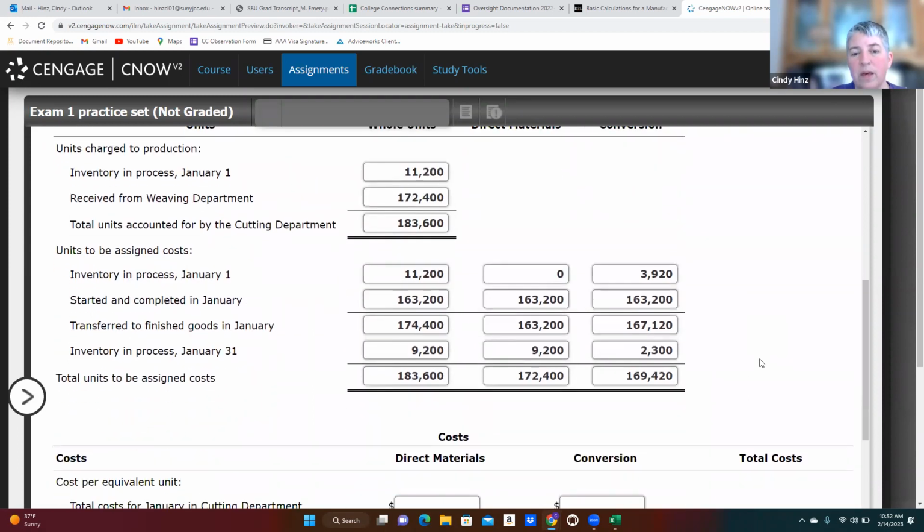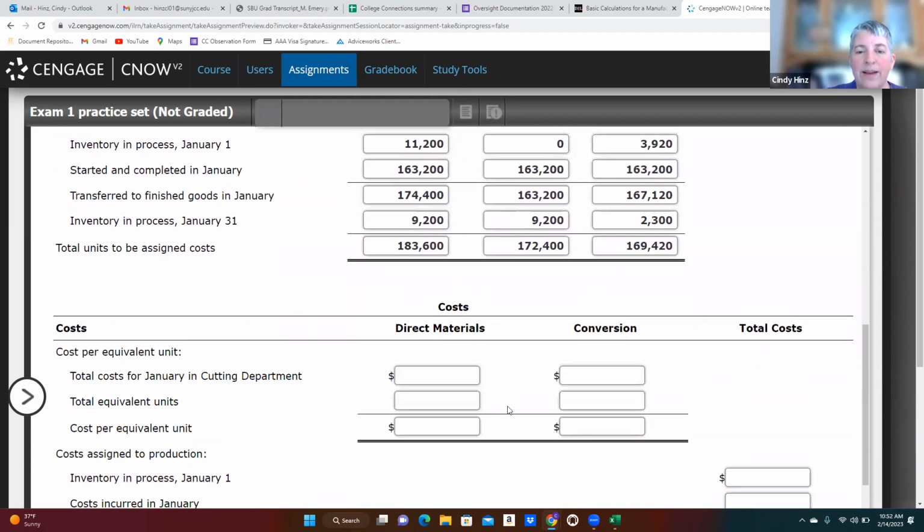Okay, so if everybody's okay with that, let's go down. Our next step is to calculate the cost per equivalent unit. So we need to put in our costs that were incurred in the month of January. Again, this column is for direct materials. The next column is for conversion costs.